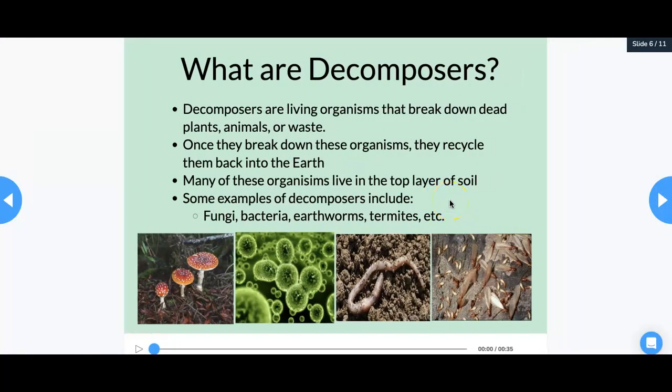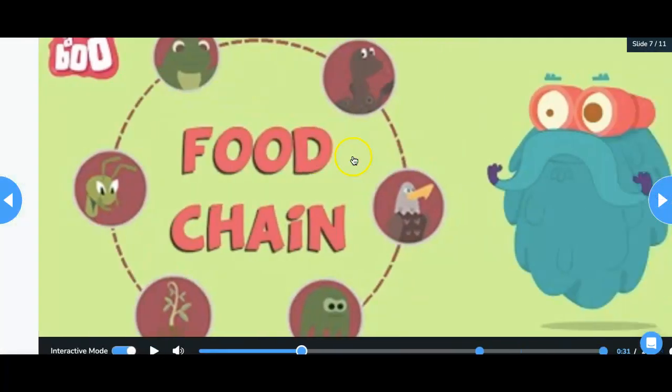And finally, the same kind of thing except with decomposers. So I talked to the students about what decomposers are, what their role in an ecosystem is, and I even provided where you can see most of them, which is the top layer of soil, as well as different examples of decomposers, again, with their pictures.